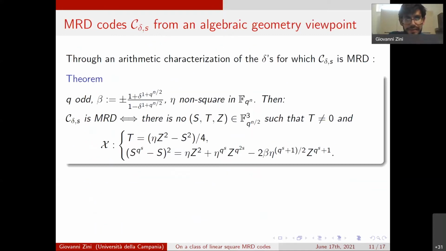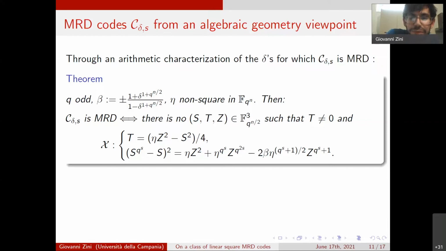Together with Olga and Ferdinando, we started by giving some arithmetic characterizations of the values of delta for which the code is MRD, and finally, totally skipping the steps, we come up to this arithmetic characterization. That is, the code is MRD if and only if there are no s, t, and z in F_{q^{n/2}} such that t is non-zero, and these two equations are satisfied. They depend on beta, that depends on the norm of delta, of course.